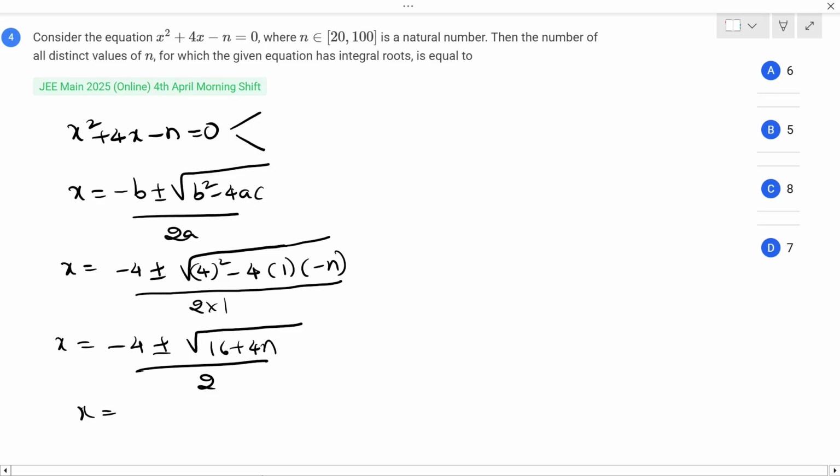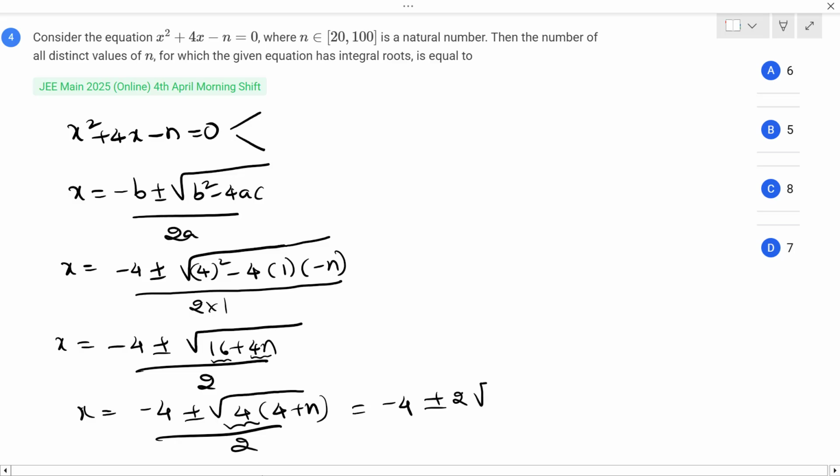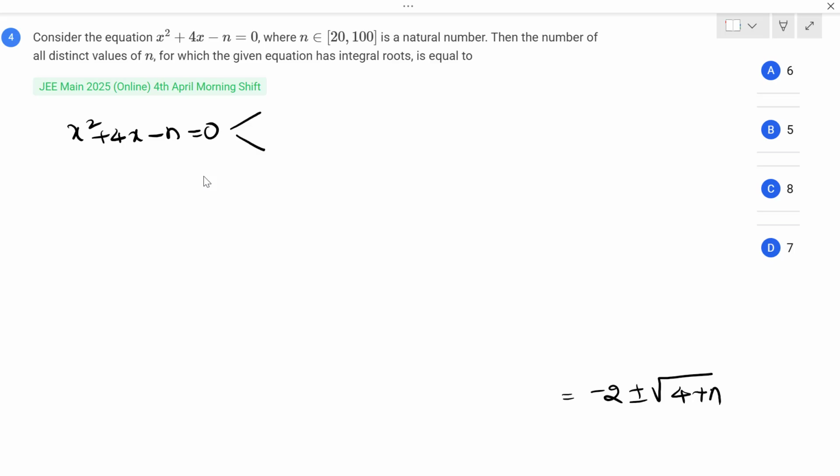Now I can take 4 common from 16 and 4n, so that is minus 4 plus or minus square root of 4 times (4 plus n), divided by 2. Root 4 is 2, so that is minus 4 plus or minus 2 into square root of 4 plus n, divided by 2. Take out 2 as common and cancel it, so that is minus 2 plus or minus square root of 4 plus n. Finally, one root of the quadratic equation is minus 2 plus square root of 4 plus n, and the second root is minus 2 minus square root of 4 plus n.